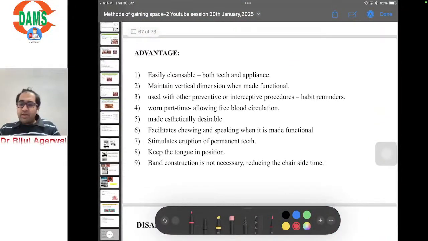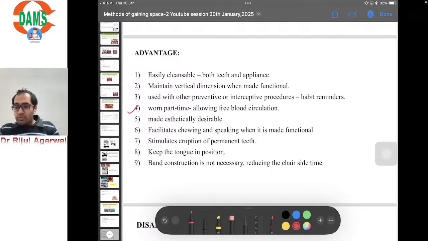So what are the advantages of a removable space maintainer? It can be worn part-time, allowing free blood circulation, although it's not indicated for a space maintainer to be worn part-time. As I've already told you, the space loss occurs quite quickly. It can be made aesthetically desirable.